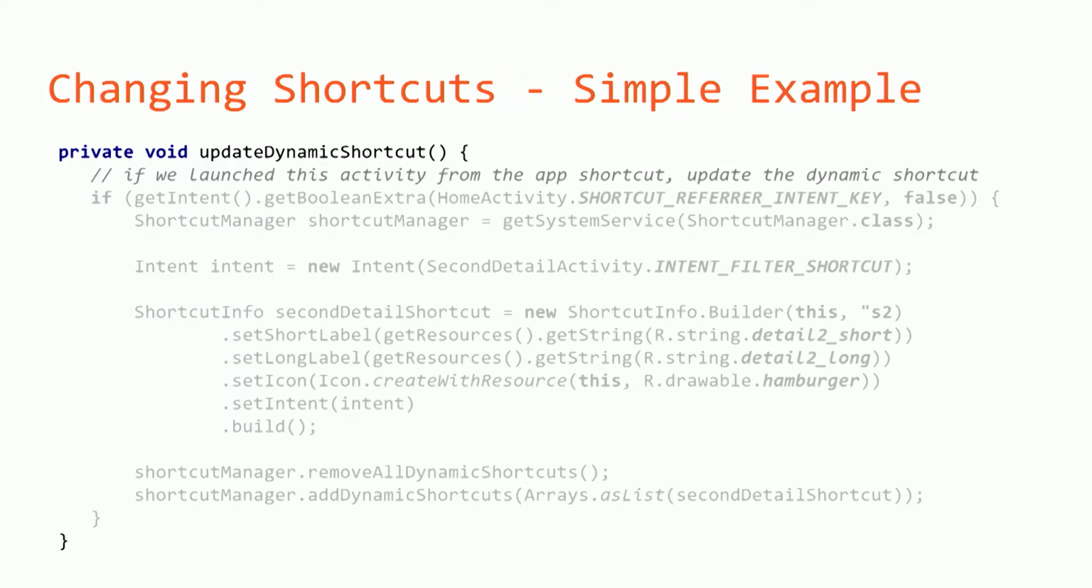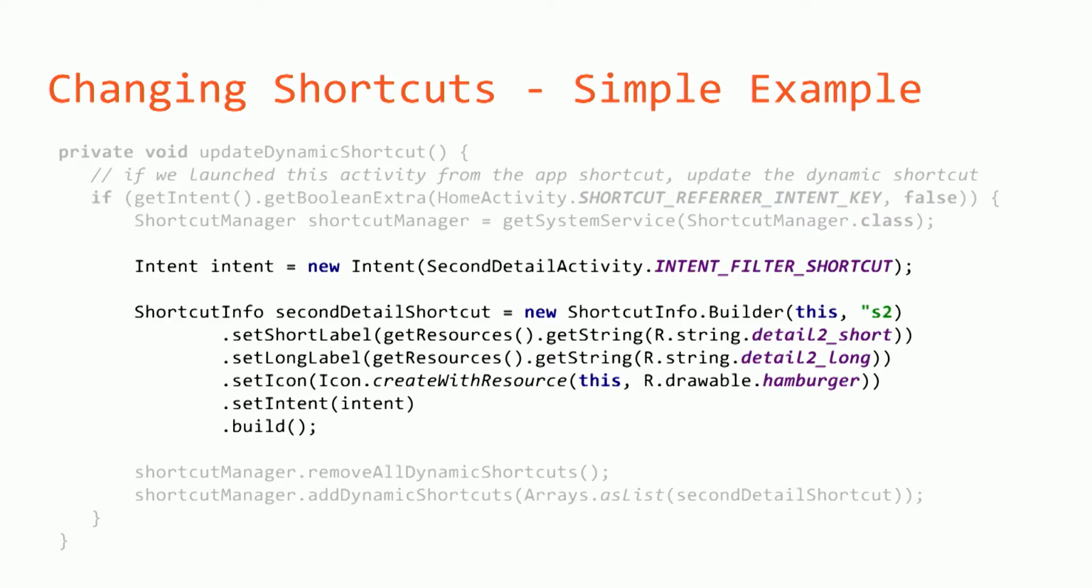So this is our example of how we would possibly do that. The method I'm going to be implementing I'm going to call updateDynamicShortcuts. The first thing we have to do is get an intent. So whenever I launch an activity from this shortcut, I'm going to check to see if that was launched from the shortcut. And if it is, I'm going to do all this stuff.